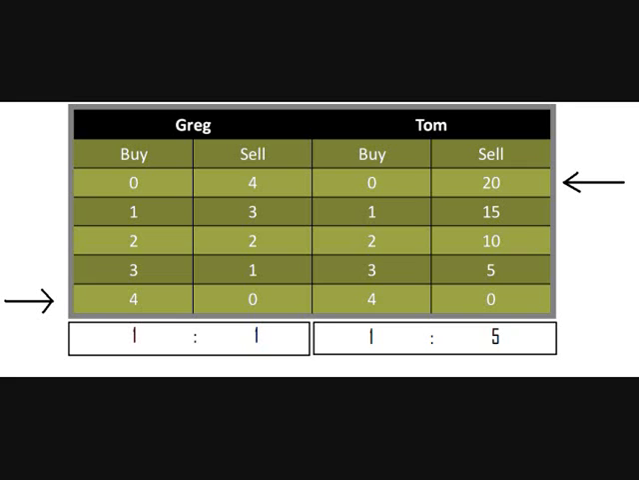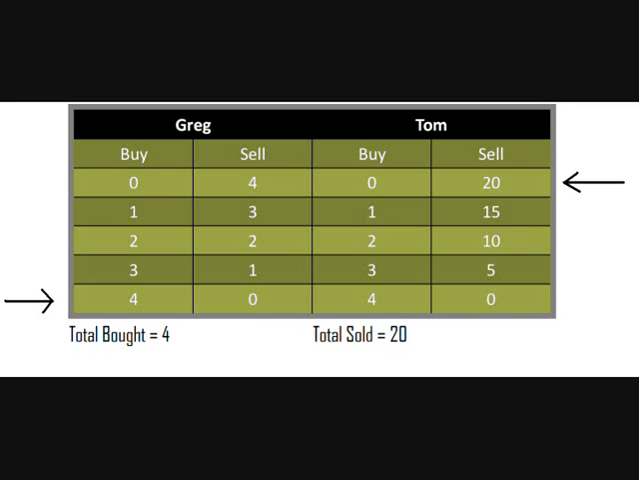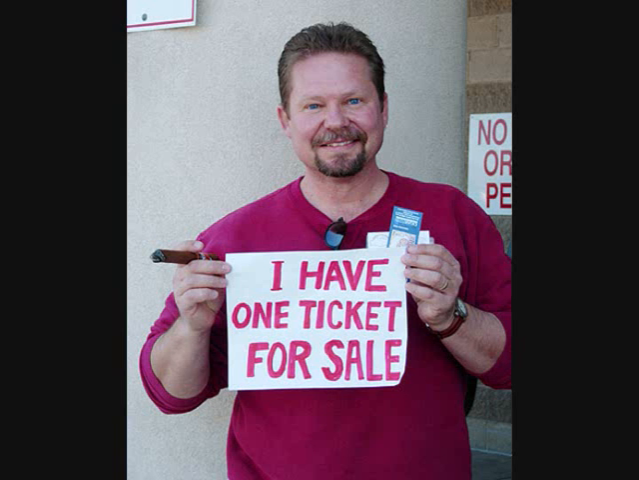And now that we have that information, we can see what the final numbers are after 2 hours of specialization. It shows that Greg could buy 4 tickets and Tom could sell 20. Good golly gosh, that's a huge difference from the first scenario. So does this change your mind about working together? It sure does, Andy. Comparative advantage is my new best and only friend.